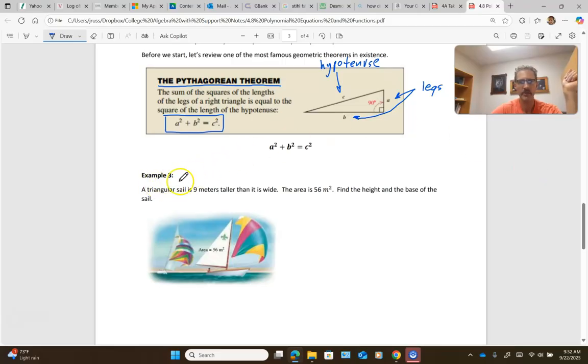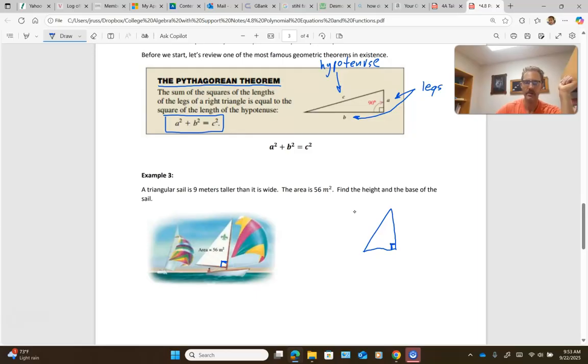So example 3 says a triangular cell is 9 meters taller than it is wide. And then it gives us the area of the cell to be 56 square meters, and then we are asked to find the height and the base of the cell. Okay. Well, this cell, guys, is a right triangle. If you look at the little picture here. And so we can use the Pythagorean theorem to relate the lengths of these different sides, because we're given some information about the sides, also about the area. Okay. So we can draw a picture. Remember, drawing a picture is always a good step, if applicable, in trying to solve these word problems.